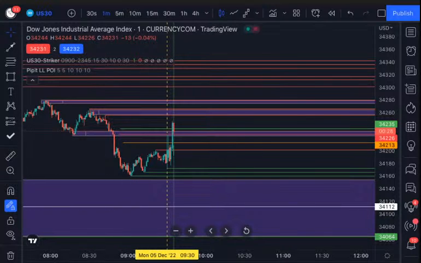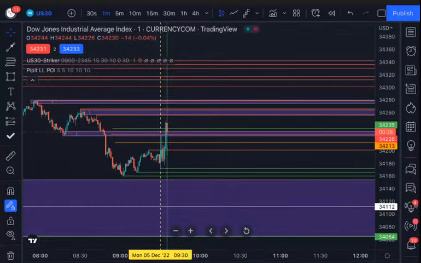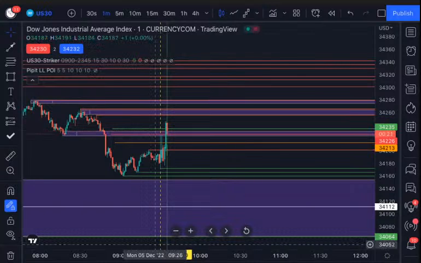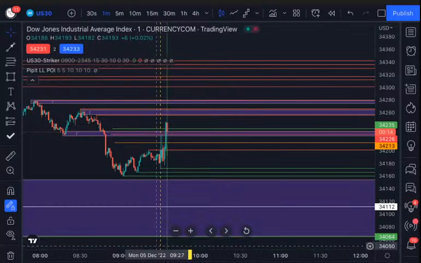All right, we have a buy signal coming up. And actually, what it did is exactly what I thought it was going to do. It's breaking above that 70.7, and now it's pulling back, finding some support at the 618, literally at 34226. Let's see if it holds there.